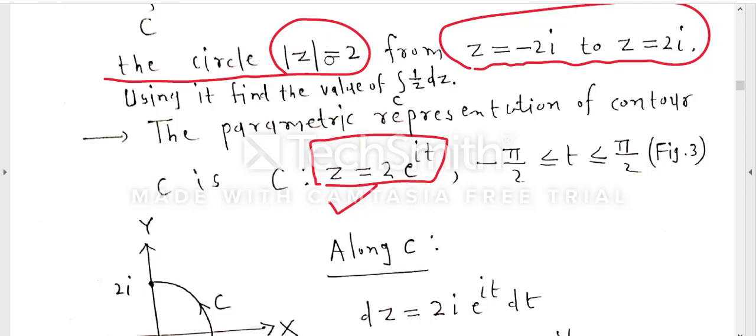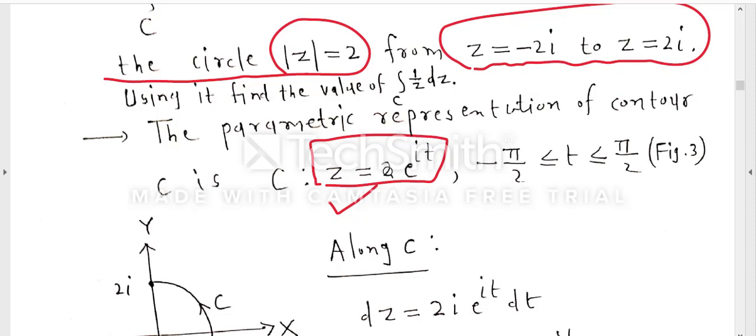This is in terms of x and y. This is going to be x square plus y square equal to 4. And we know that parametric equations of x square plus y square equal to 4 are x equal to 2 cos t, y equal to 2 sin t. So z is going to be 2 cos t plus i into 2 sin t, that is 2 into cos t plus i sin t, that is 2 into e raised to it. This we had already discussed in the previous lecture.